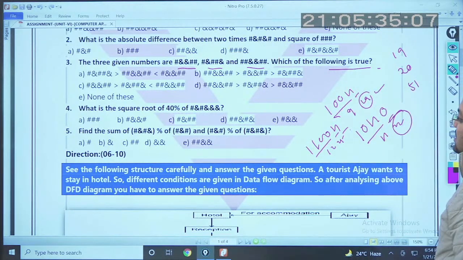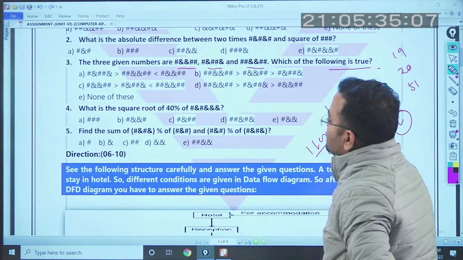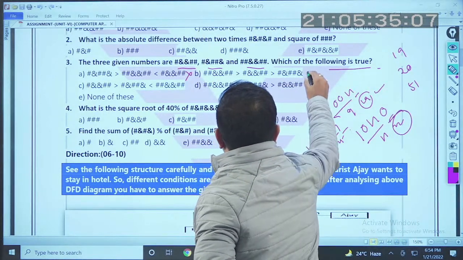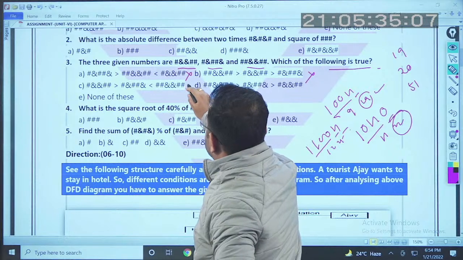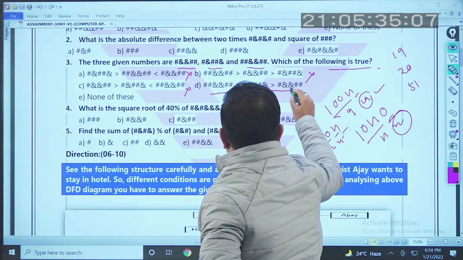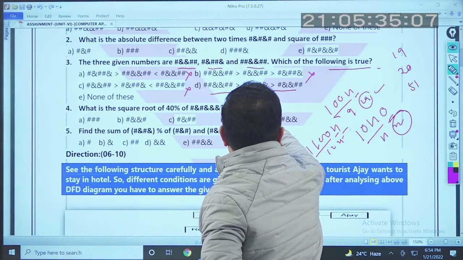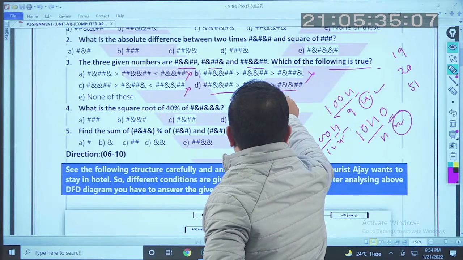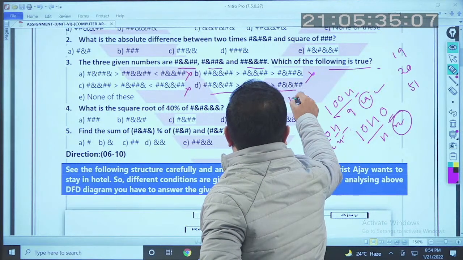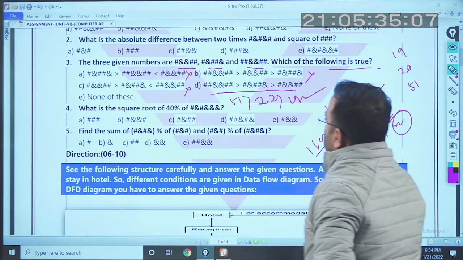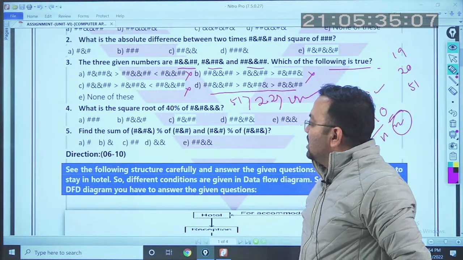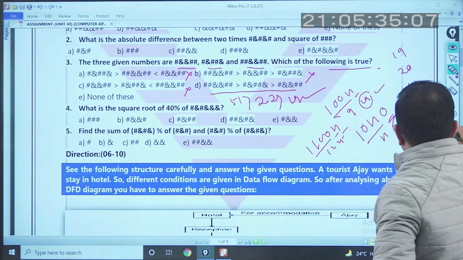Let's check which one is correct. So option A, it is wrong. Option B also wrong. Option C also wrong. Option D, yes. So 51 is greater than 22 is greater than 19. Yes, answer is correct. So option D is correct. Clear? Then go to question number 4.